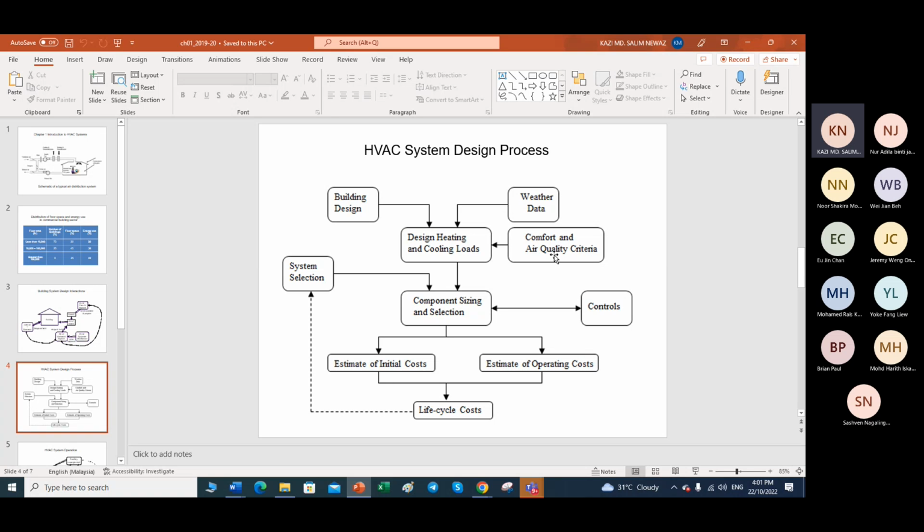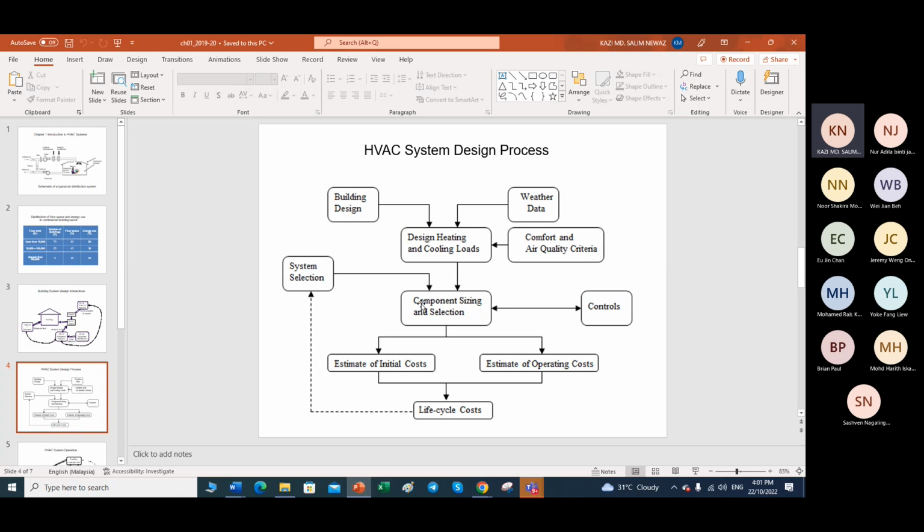Once they get this information, the design heating and cooling load moves further to component sizing and selection. This is a very crucial stage, because once the equipment is purchased, it cannot be changed. So all these criteria have to be considered in component sizing and selection. Once it is selected, this selection will be guided by the system selection.